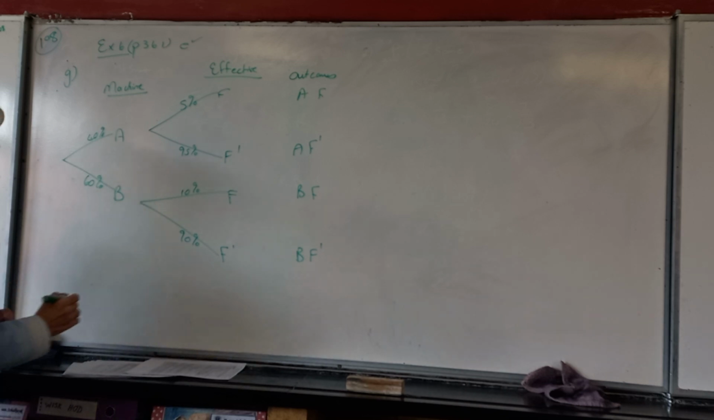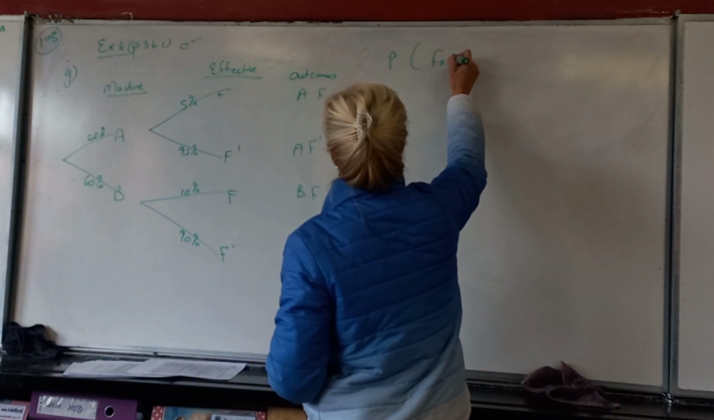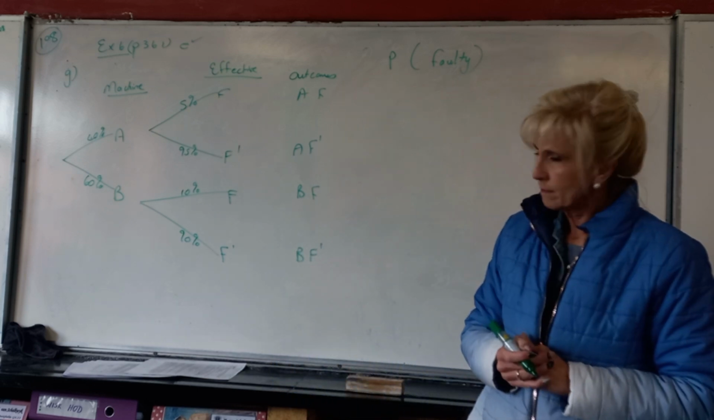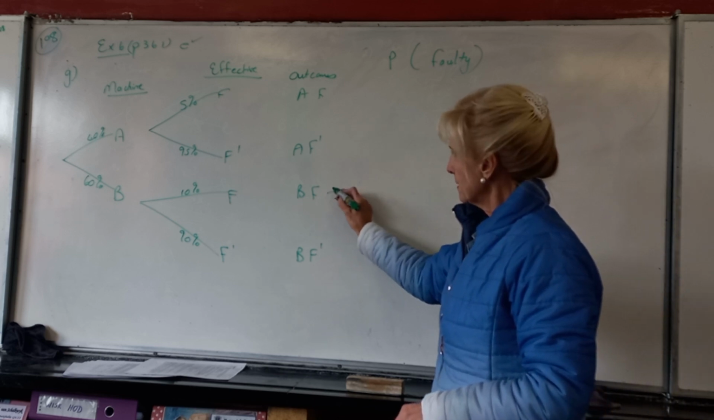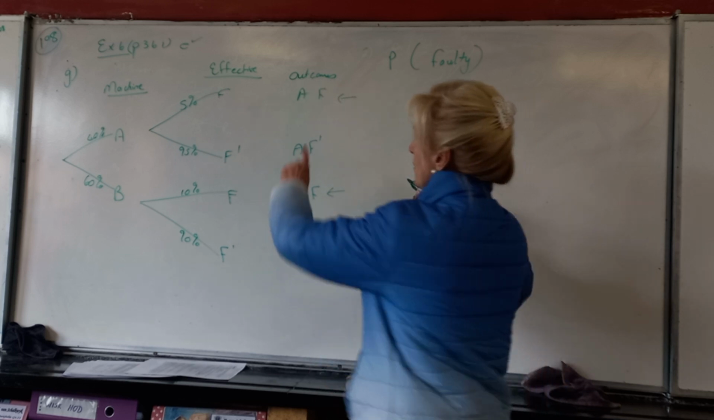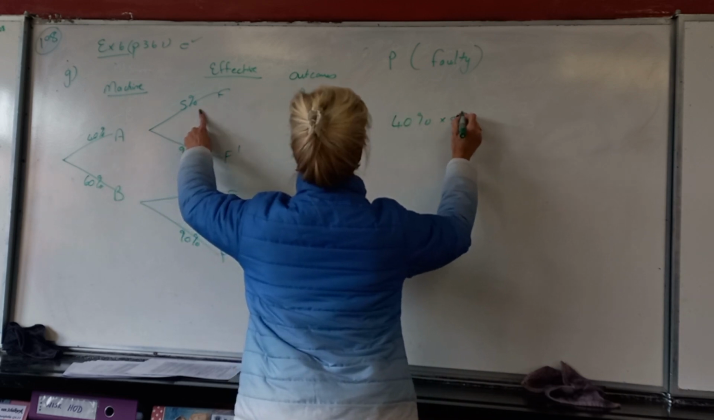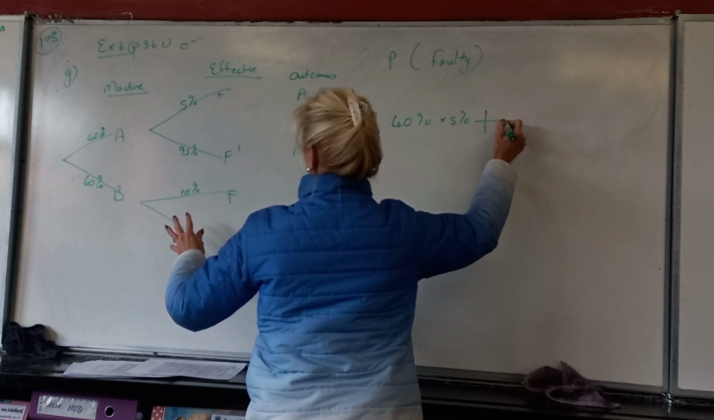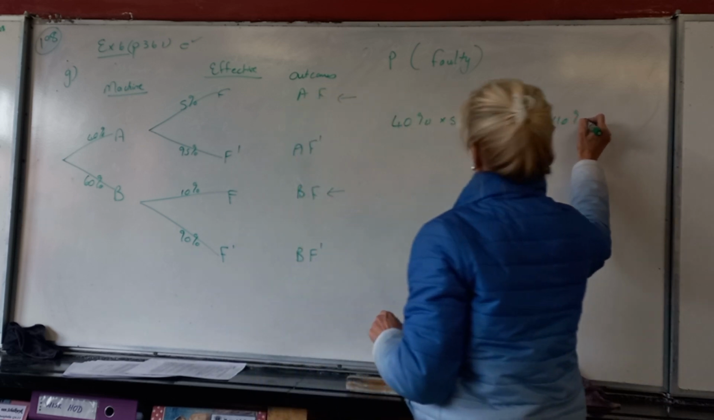What was the question? What is the probability of having a faulty calculator? Can you just give me the answer? How? Where's the faulty ones? There's the faulty ones, depending on the machine that they were made with. So for this one, you'll say 40% times 5%. And then what do I do with branches that I've timesed? Add them. Where's the other faulty ones? So 60% times 10%.